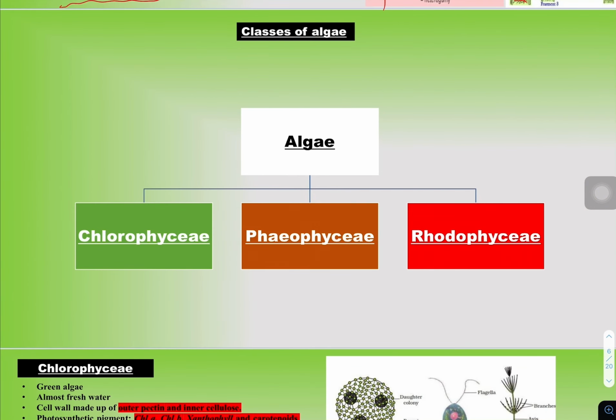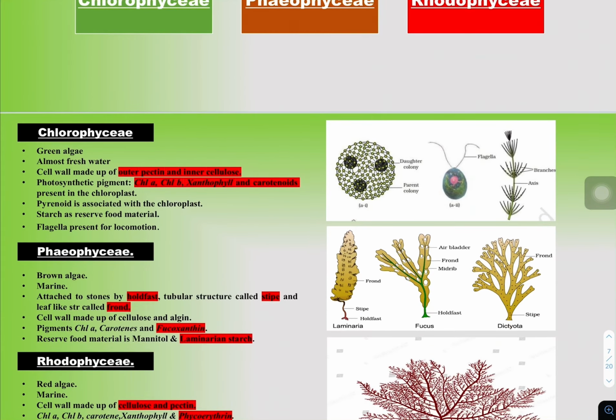Next, classes of algae. Algae is again subdivided into three classes: chlorophyceae, phaeophyceae, and rhodophyceae. This is based upon the pigment which is present within the algae. The first one is chlorophyceae. Chlorophyceae are the green algae. They are commonly called green algae. Why? Because they have chlorophyll pigment. Chlorophyll A, chlorophyll B, along with xanthophyll and carotenoids are present.